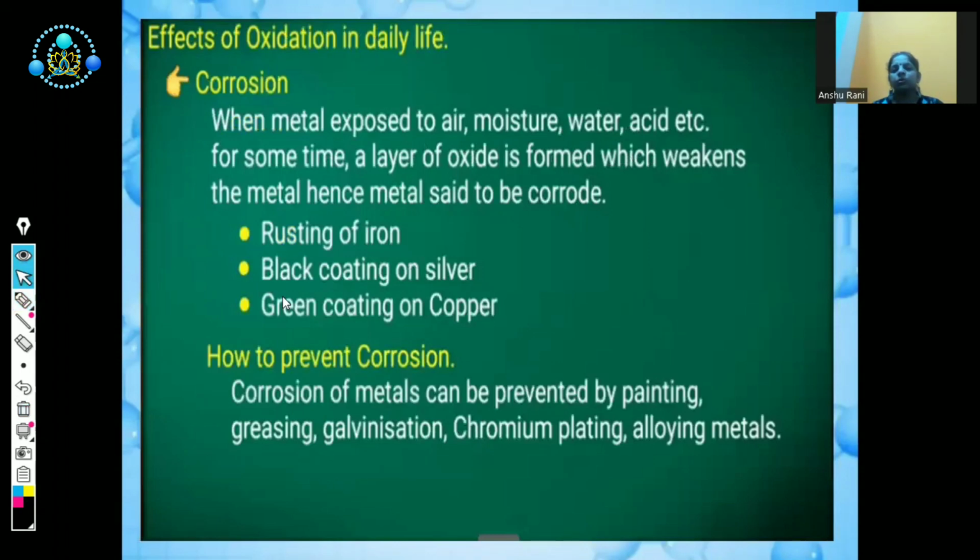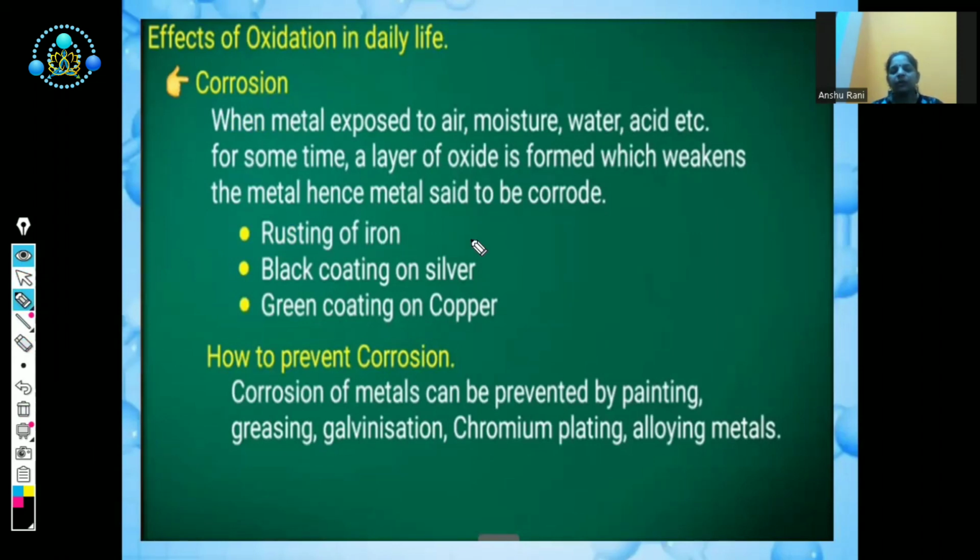Next is corrosion. Corrosion is the eating up of metals by air, water, acid, and different kinds of impurities present in the atmosphere. This is a type of reaction in which metal is getting weakened. In case of iron, it is called rusting of iron. Then silver is getting a black coating over itself. Copper is getting a green coating. What is actually happening? We can see with the help of reactions.